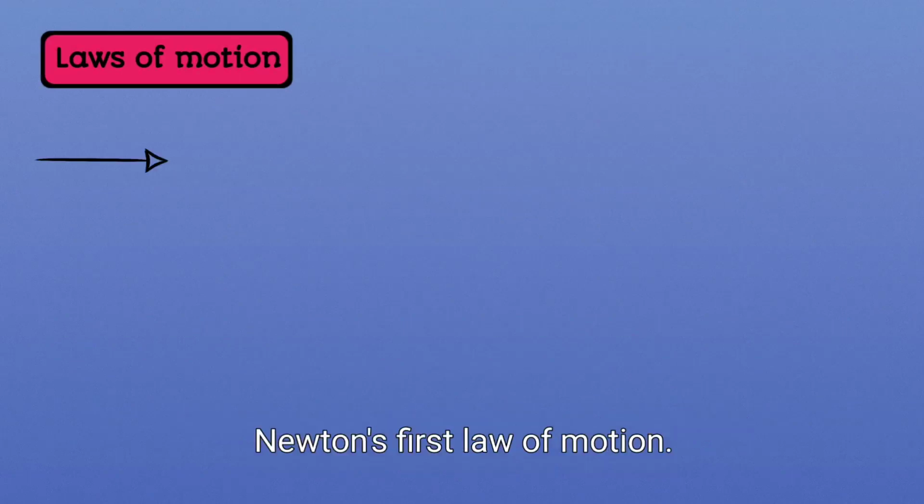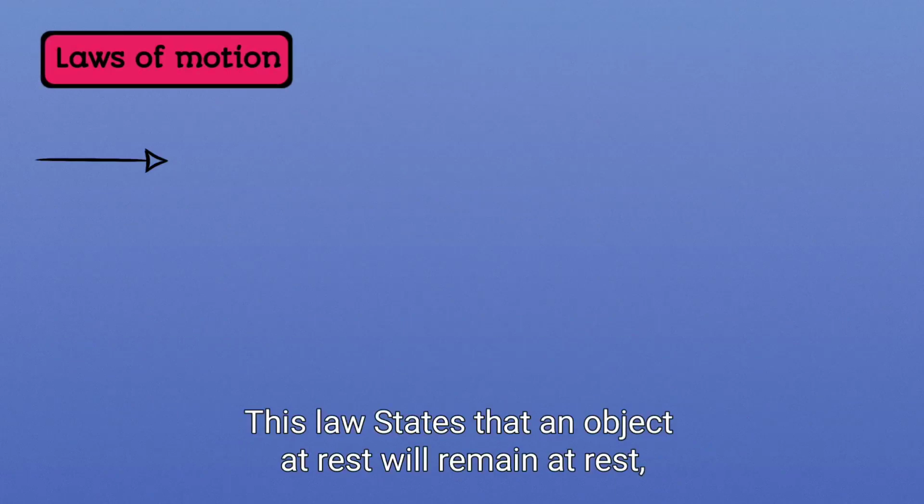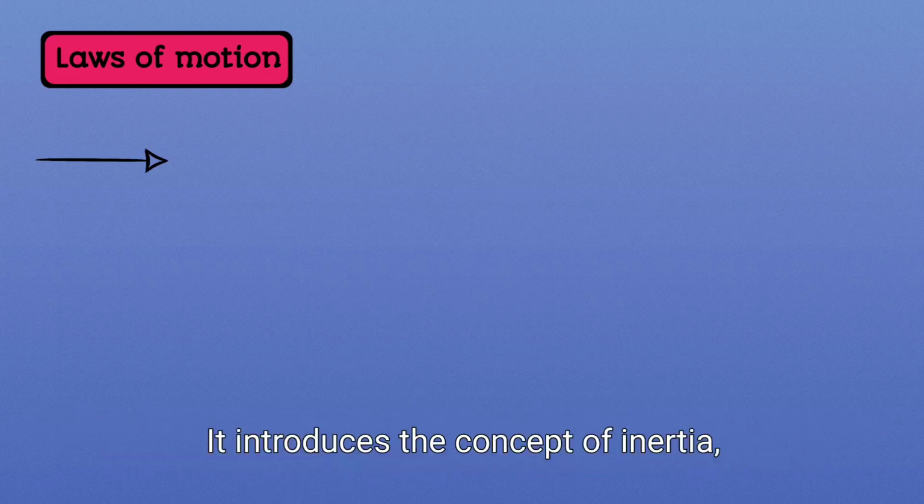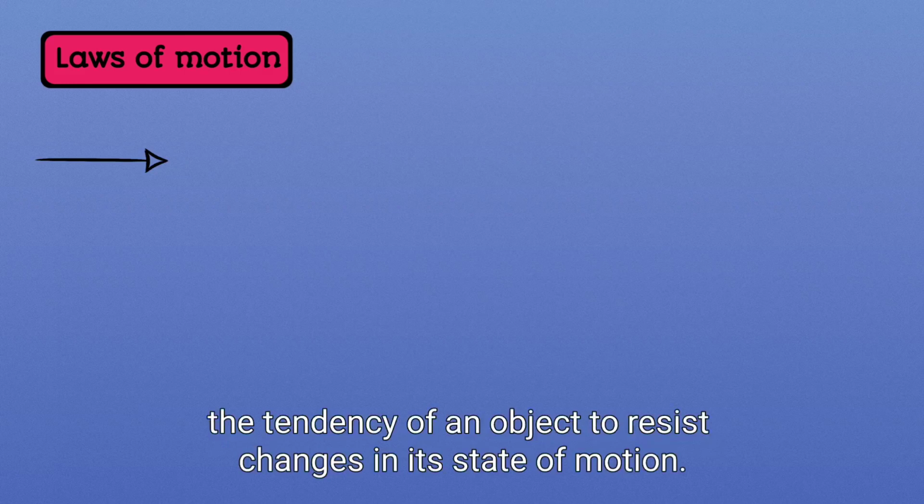Newton's first law of motion. This law states that an object at rest will remain at rest, and an object in motion will continue moving at a constant velocity unless acted upon by a net external force. It introduces the concept of inertia, the tendency of an object to resist changes in its state of motion.